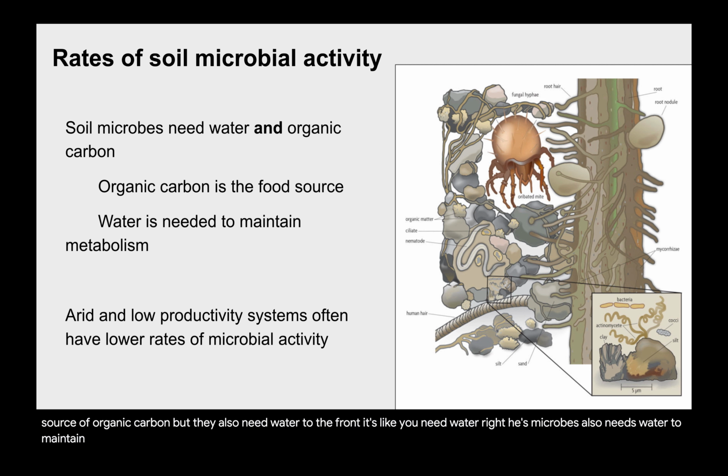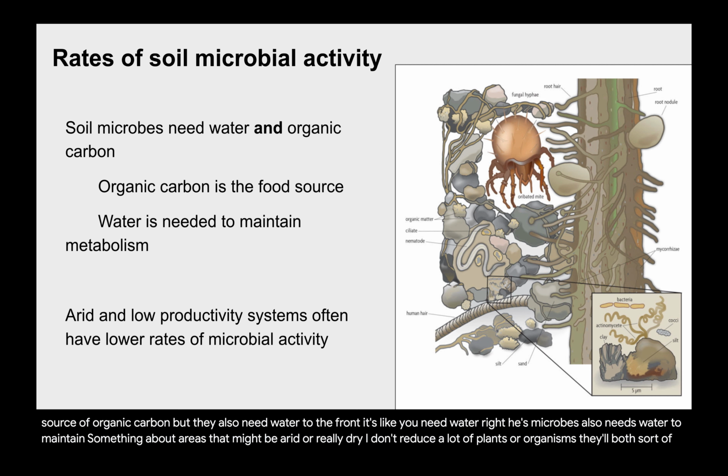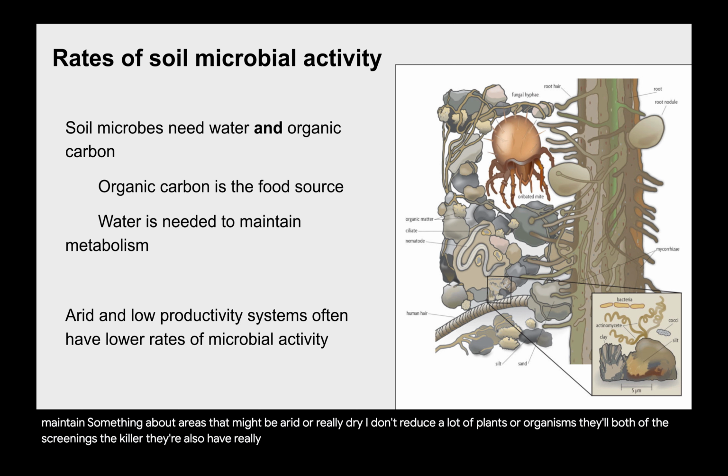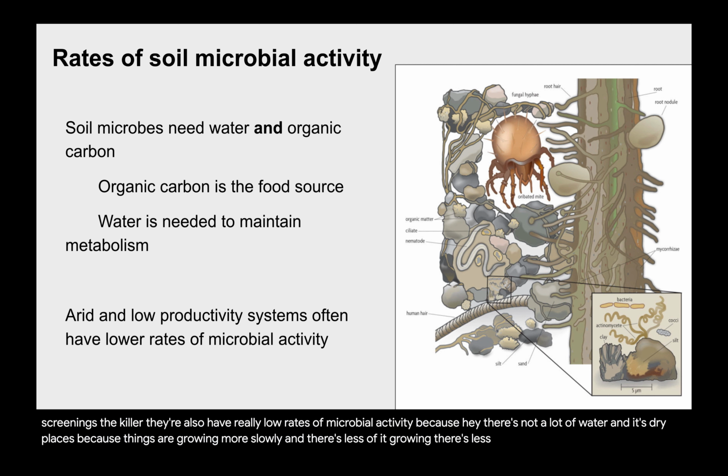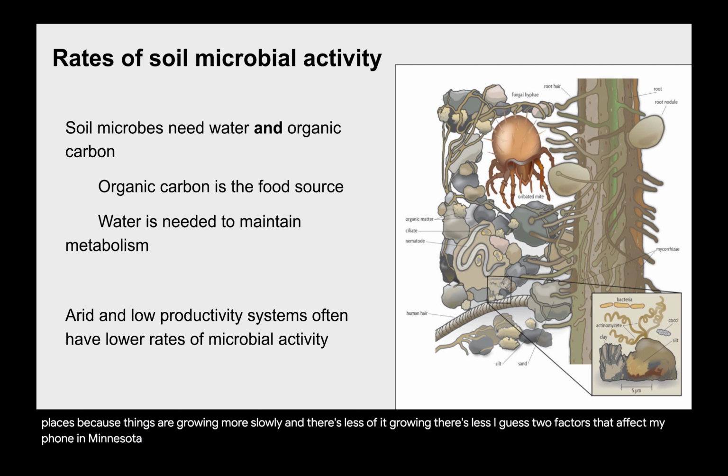Keep them going. So areas that are arid or really dry don't produce a lot of plants or organisms, so low productivity, and maybe they grow slower. They're often going to have really low rates of microbial activity, because A, there's not a lot of water in these dry places, and B, because things are growing more slowly and there's less of it growing, there's less organic matter for the microbes to utilize. So those are the biggest two factors that affect microbial activity. In Minnesota here, there tends to be plenty of organic matter and plenty of water, so we tend to have faster rates of decomposition than, say, someplace like the desert southwest.